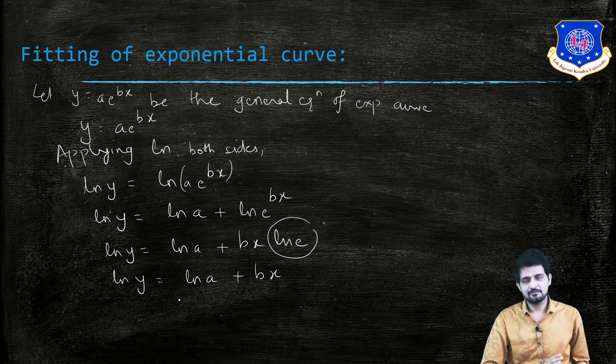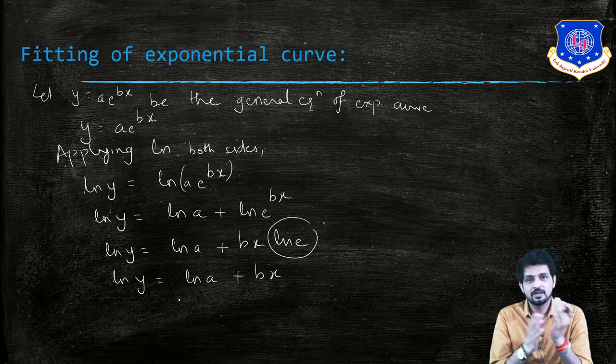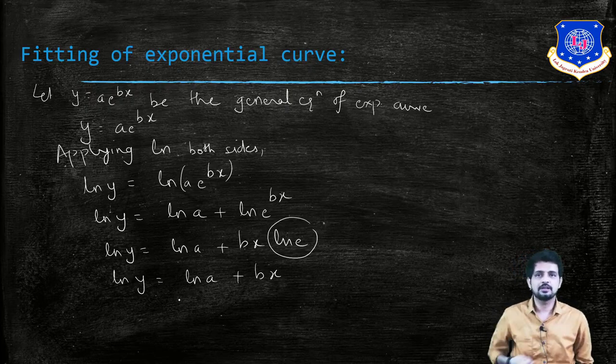See, this is the first step: we have to apply log on both the sides. What to be done next? Now we have to derive the normal equations. In each and every curve, whether it is exponential or geometric, we have to find the equation in the form of a straight line. Do you remember the normal equations of straight line? The normal equations were sigma y is equal to na plus b sigma x and sigma xy is equal to a sigma x plus b sigma x square.